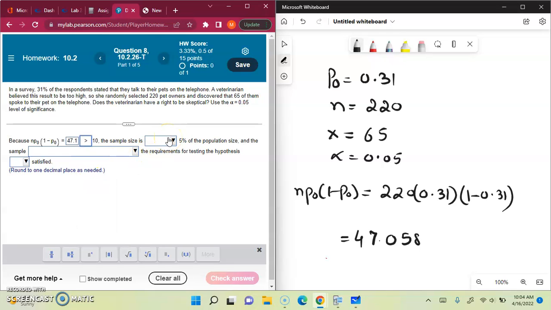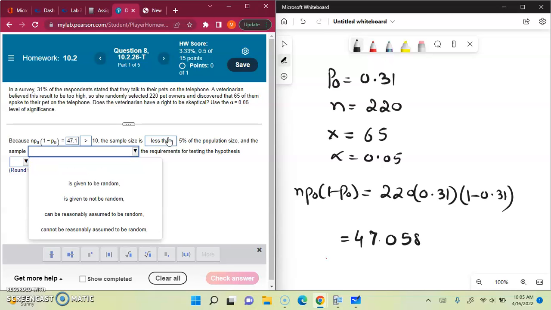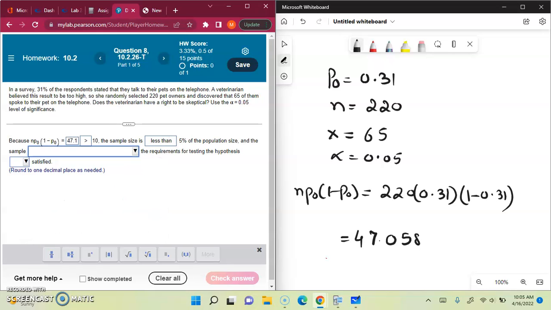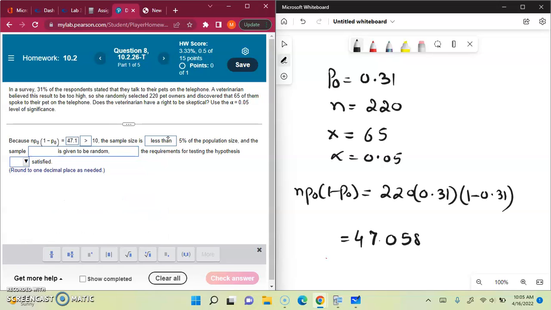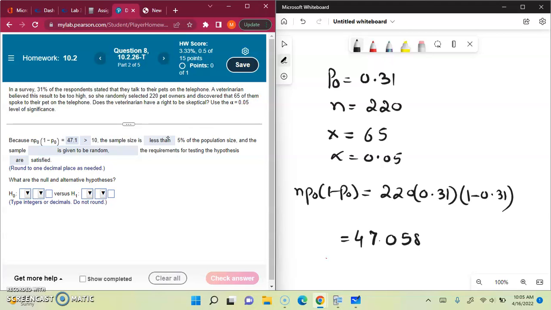So the sample size, that was the first condition. The sample size is less than 5%, clearly, right? It's only 220. So we are assuming that there are a lot more people with pets in the US. So it has to be less than 5% of the population size, and the sample is given to be random. She did say that she selected randomly. So the requirements of the testing hypothesis are satisfied. Okay, so those were the requirements.